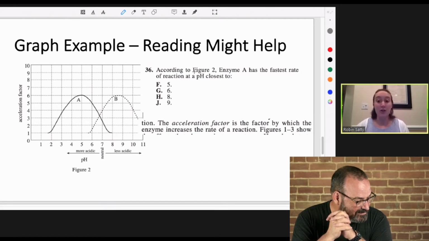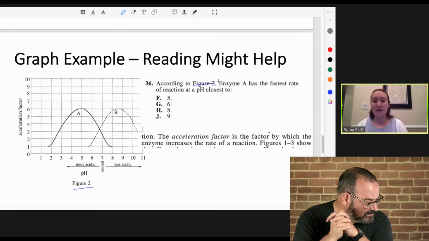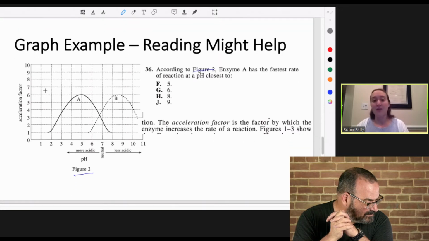So for this question, according to figure 2, enzyme A has the greatest rate of reaction at a pH closest to... Well, the question says fastest rate of reaction. The graph says acceleration factor. Phil would say fast, acceleration, we want the highest point on the graph. I would say, okay, I'd like to be a little more confident because I don't quite believe the question is that easy. So I go back into the reading.